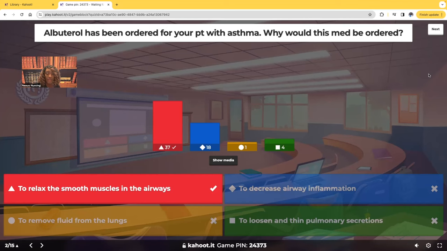Now, 18 people chose to decrease airway inflammation. To decrease airway inflammation, that would be something like steroids, right? Steroids have an anti-inflammatory effect. One person chose to remove fluids from the lungs. I'm happy only one person chose that. If we want to remove fluids, the patient will get something like diuretics. And last, to loosen or thin pulmonary secretions, the patient would get something like a mucolytic, which would loosen and thin the secretions. But when we're talking about asthma, we want to give something that's actually going to relax the smooth muscle and decrease the hyperconstriction that is happening in asthma.